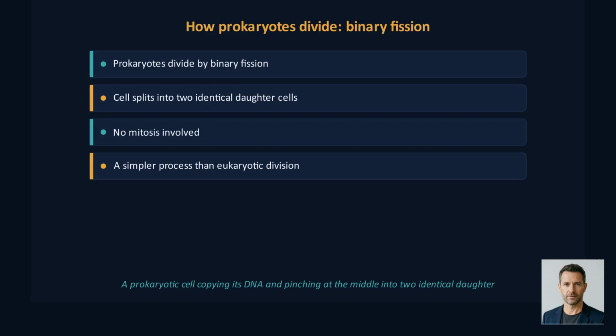The contrast is instructive. Mitosis is a complex nuclear division, an intricate choreography needed precisely because eukaryotes package their DNA inside a nucleus and across multiple chromosomes. The prokaryote, lacking that complexity, can take the direct route: copy, split, done. Same end goal, two daughter cells, reached by two very different paths.